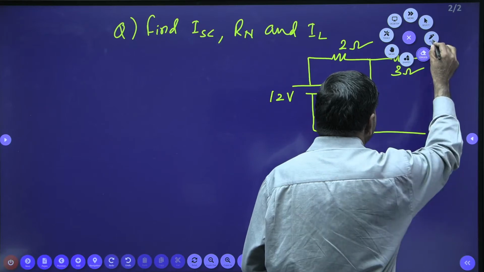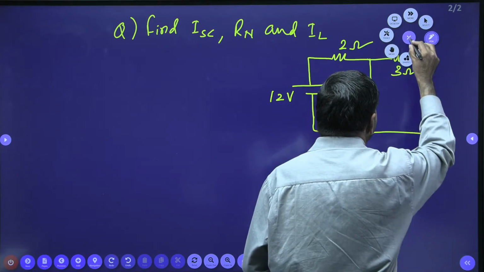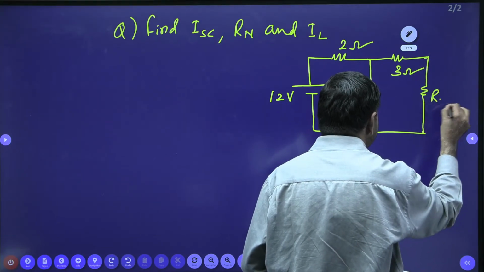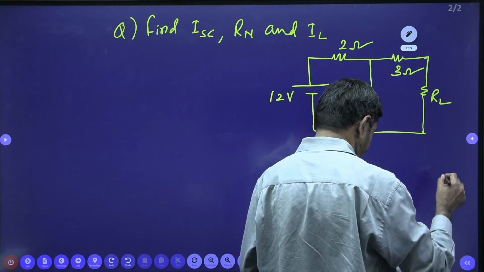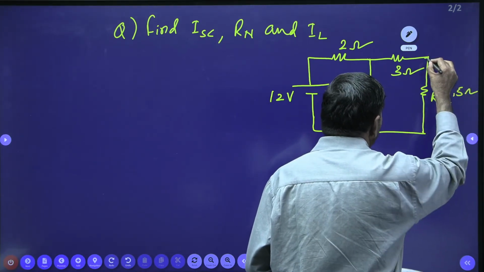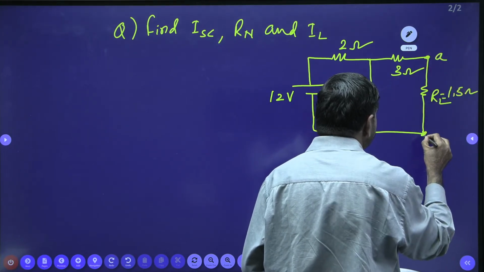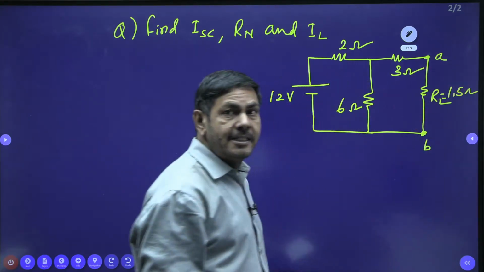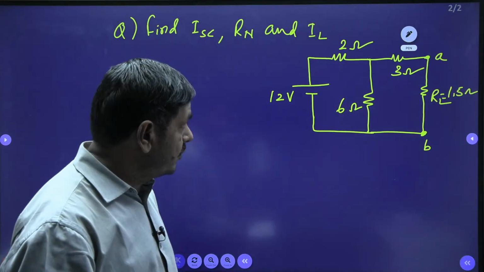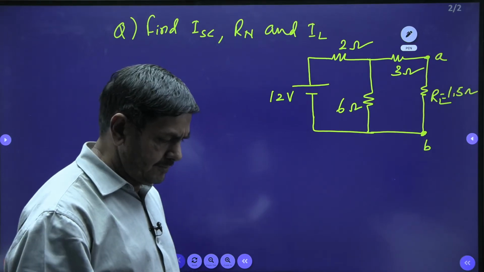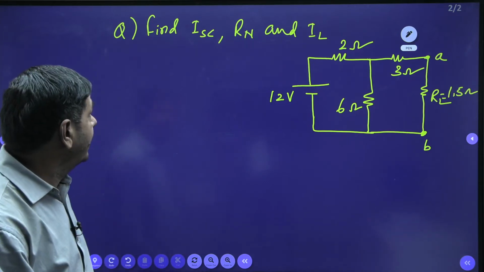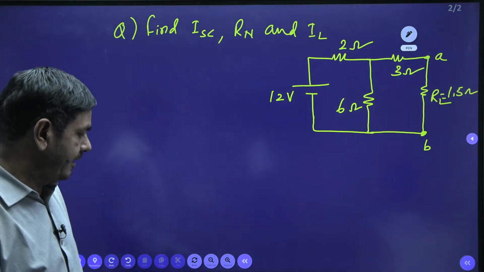The load also I must connect. And the load connected here is 1.5 ohm. This point is given A, this point is given B. This is the given problem. One is a 12 volts, and 2 ohms and 6 ohms, 3 ohms and 1.5. Very good. How can we find the required parameters: short circuit current, RN and IL?